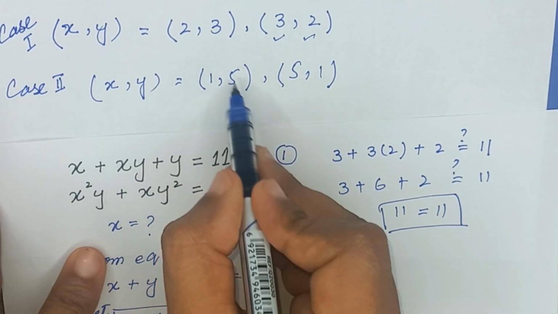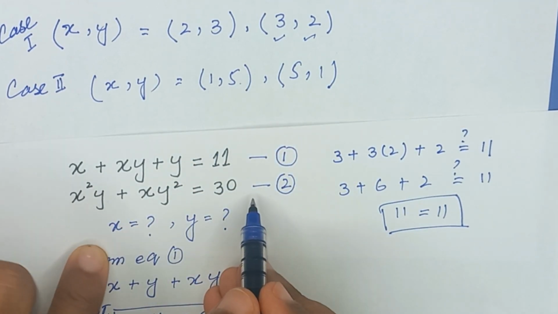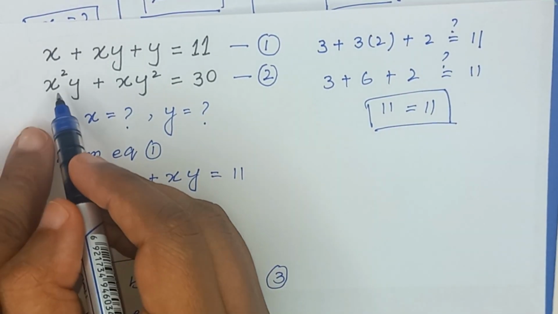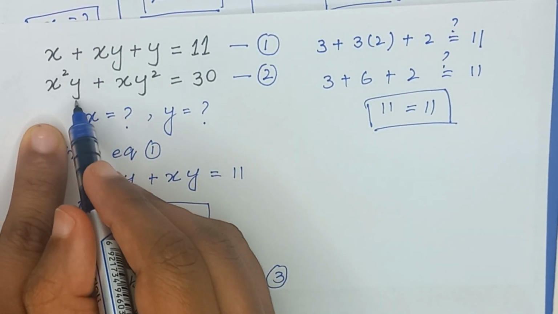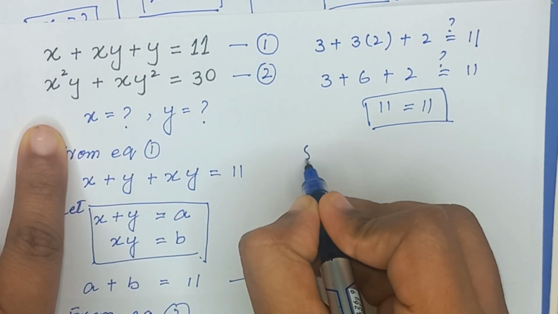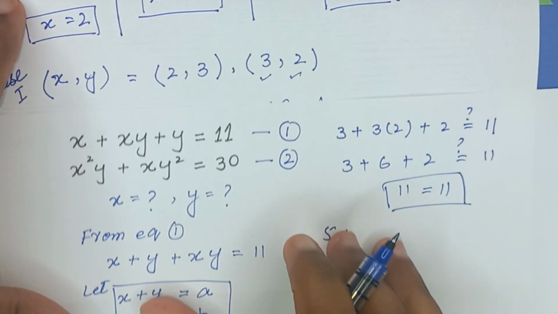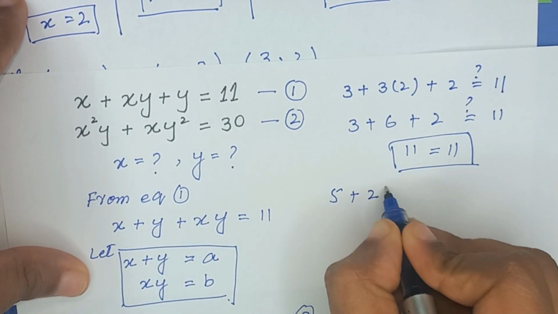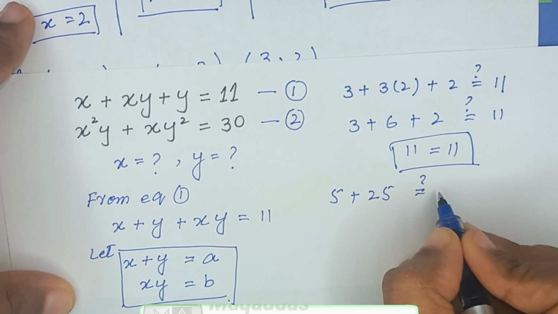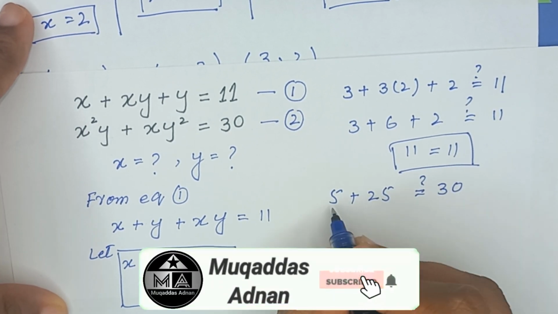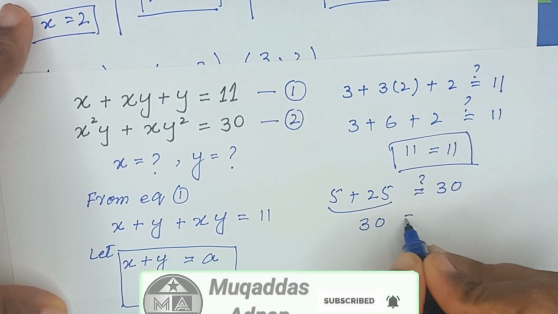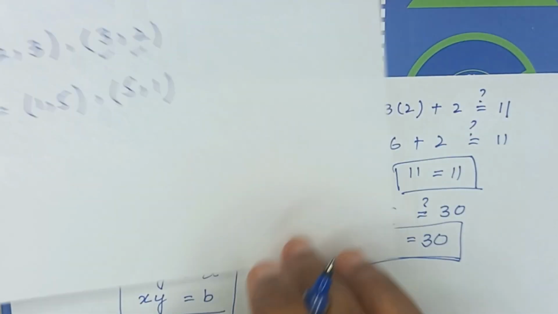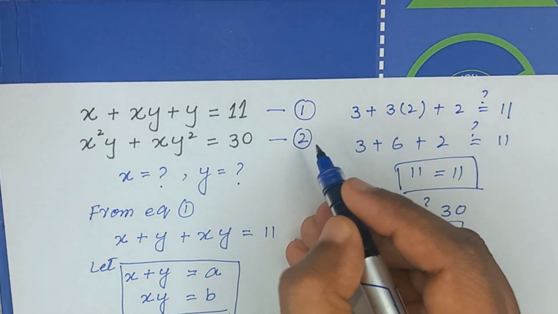Now we'll check for this 1 and 5 for equation number 2. So x is 1 and y is 5. So x is 1 means 1 square is 1 and y is 5, so 1 times 5 is 5, plus x is 1 and 5 square is 25. So it will become 25. So we have to check that it will be equal to 30 or not. So 5 plus 25 is 30. So both sides are equal. It means all the values of x and y satisfy these two given equations.